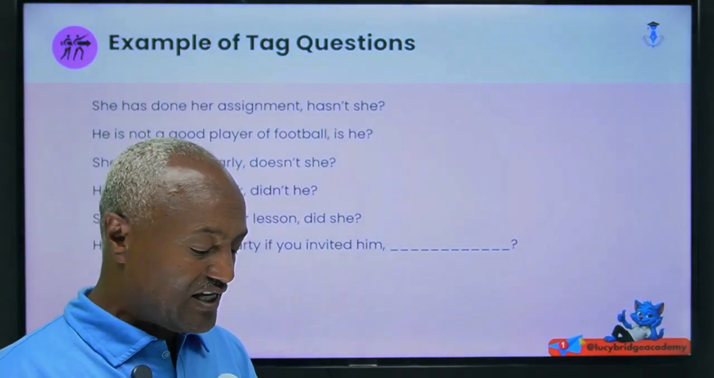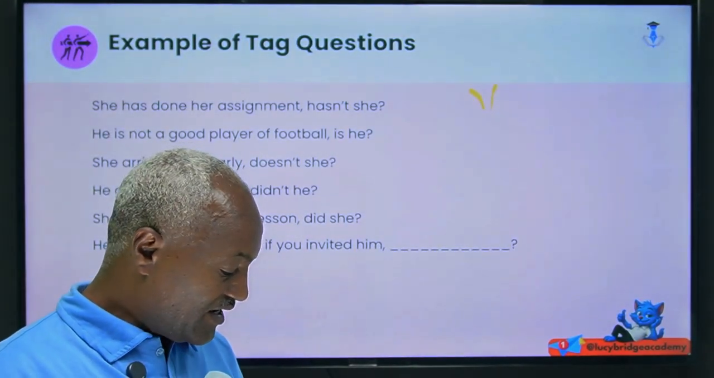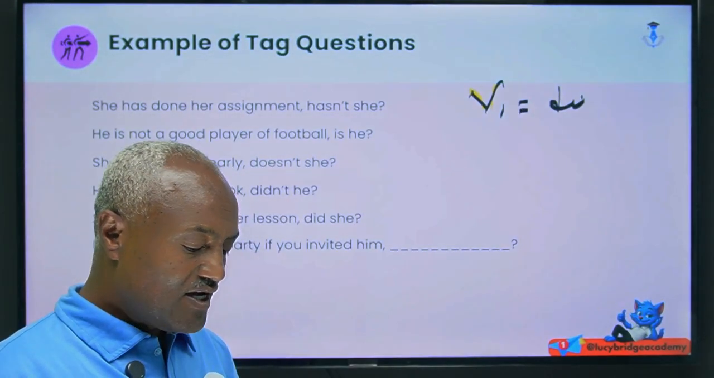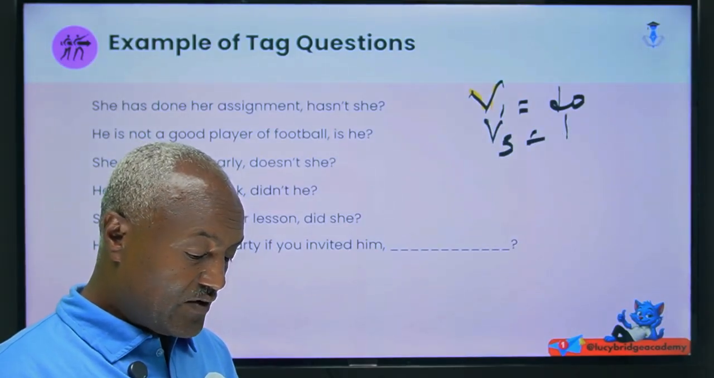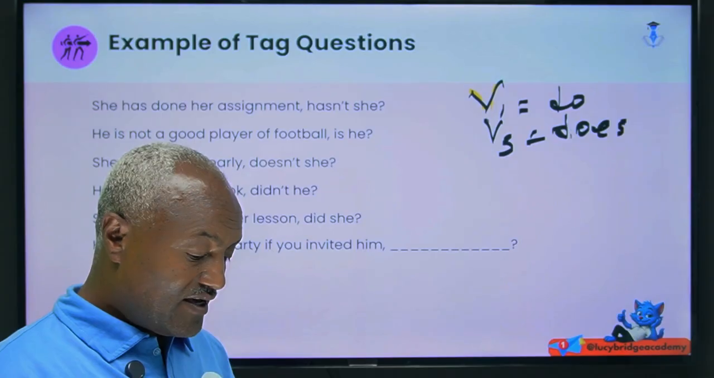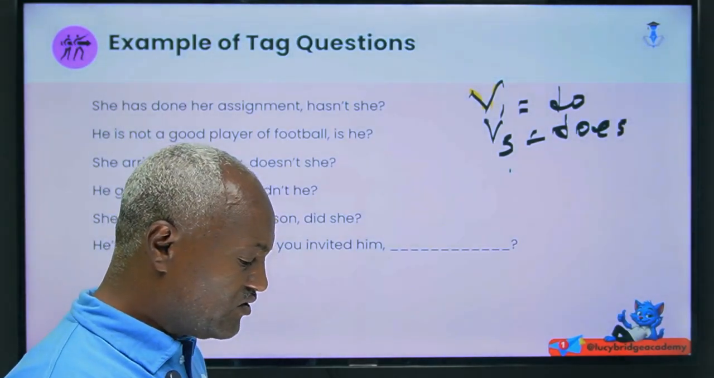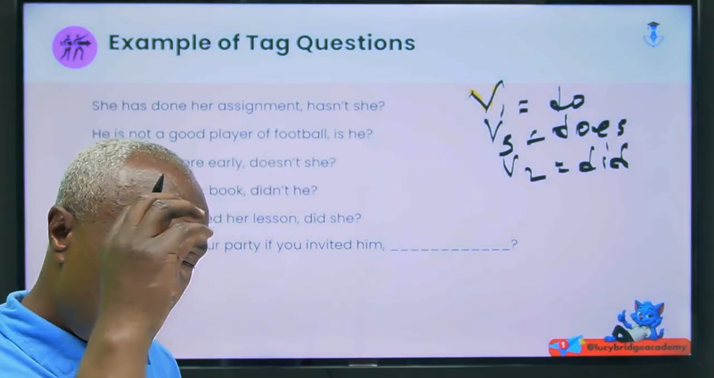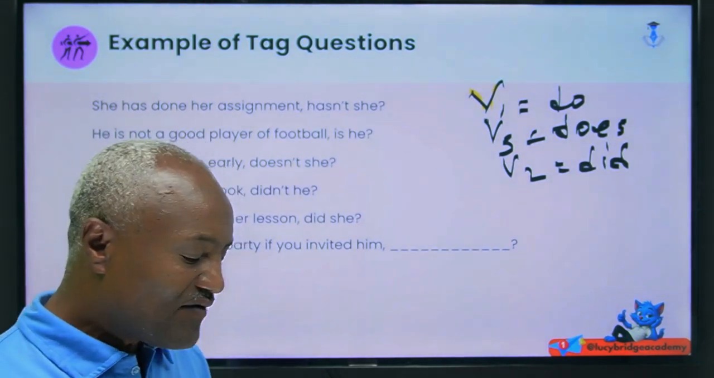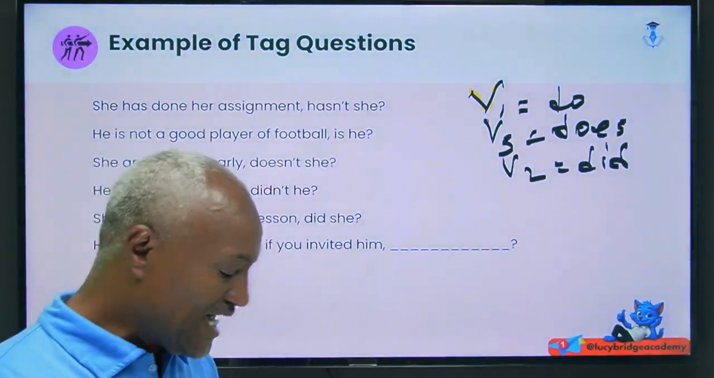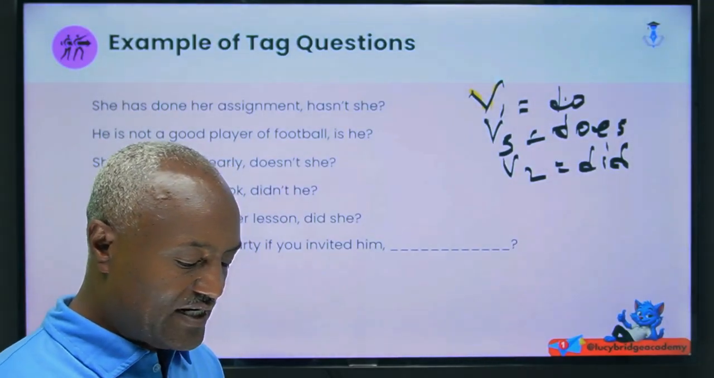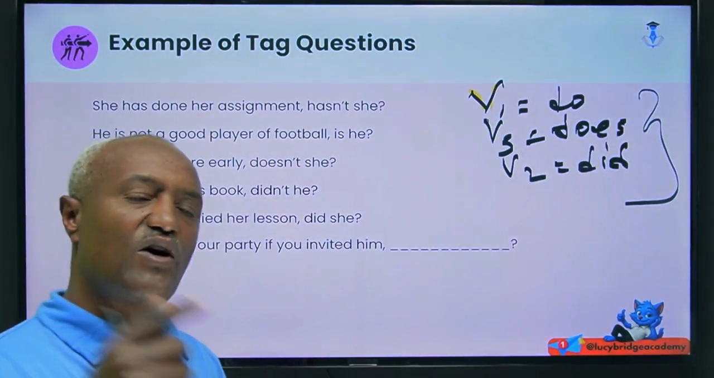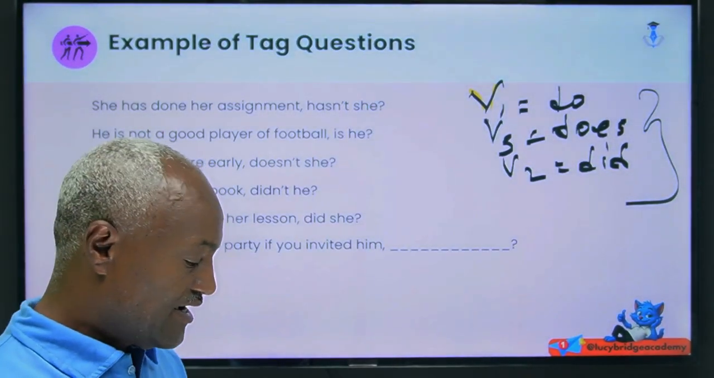What I told you previously: if the verb is verb 1, we use do. If it is verb S, have you seen? We use does. If it is verb 2, we use did. This is what you have to remember. If the statement has an auxiliary verb, we use the auxiliary verb. If it doesn't have one, we come to these do families. This is even what we worked on when we formed simple questions and the like.